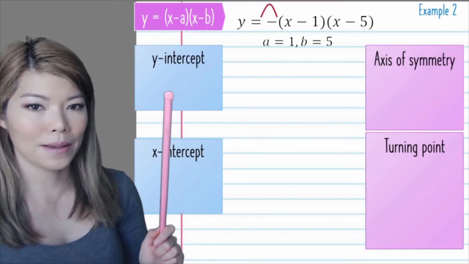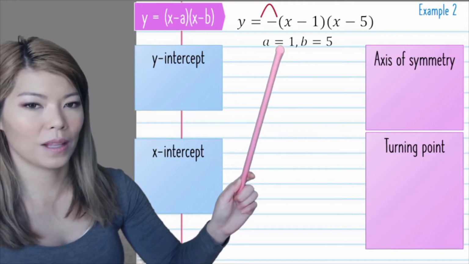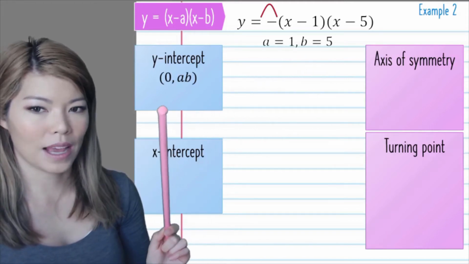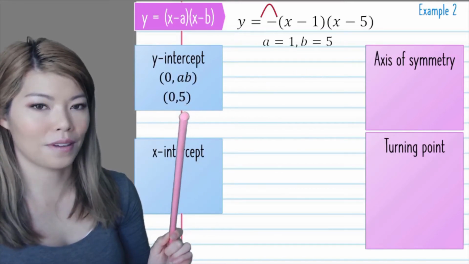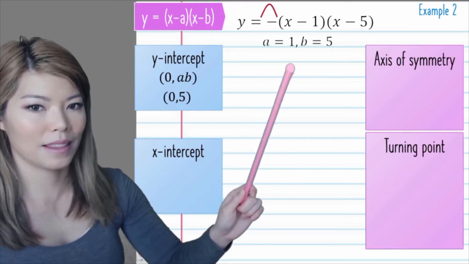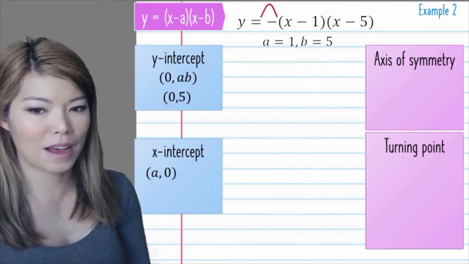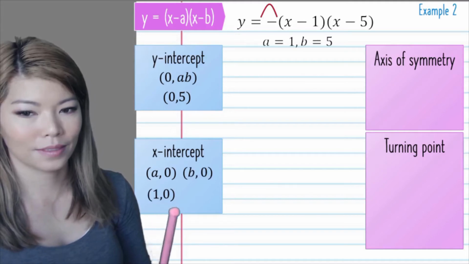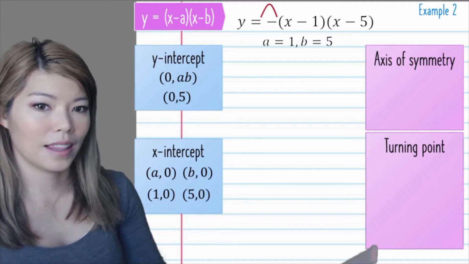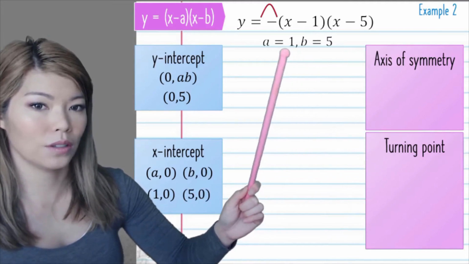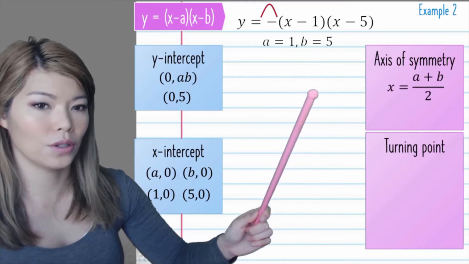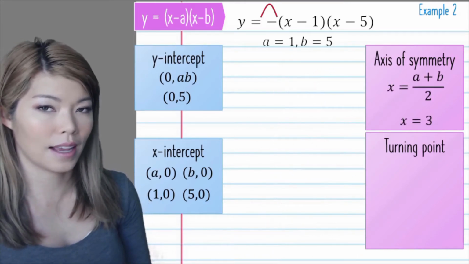So the y-intercept, what do we do? We just have to multiply a times b. So we have 0, 1 times 5 is 5. For the x-intercept, that's just a and b, so 1 and 5. 1, 0 and 5, 0. The axis of symmetry is in between those, so 1 plus 5 divided by 2. So 6 divided by 2 is x equals 3.